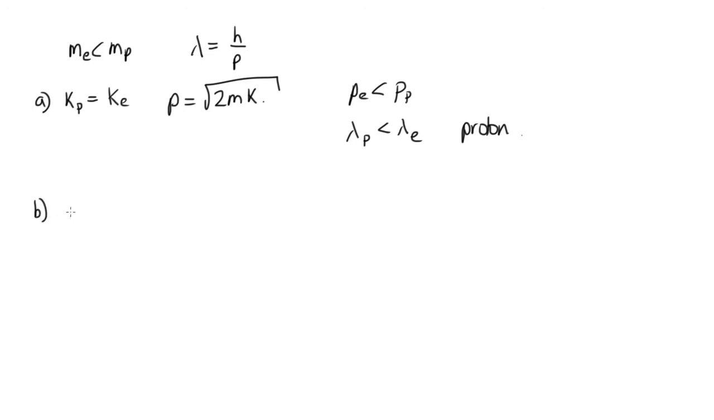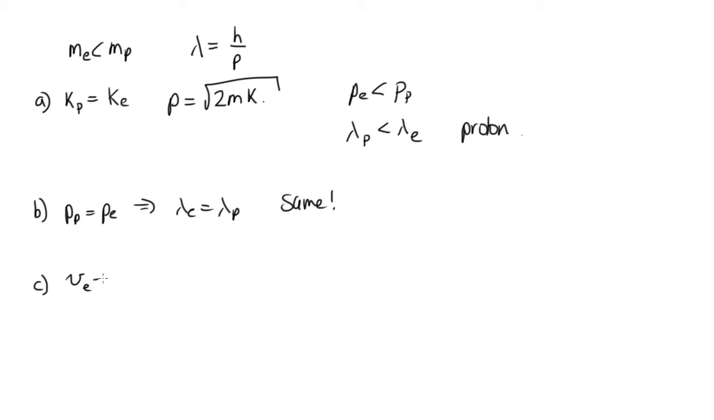Now in part B, we're told that the p for the proton is equal to the p for the electron. Now if the p's are the same, Planck's constant isn't changing, so this tells us that the wavelengths are the same. So same. And then in part C, we're told that they have the same speed.